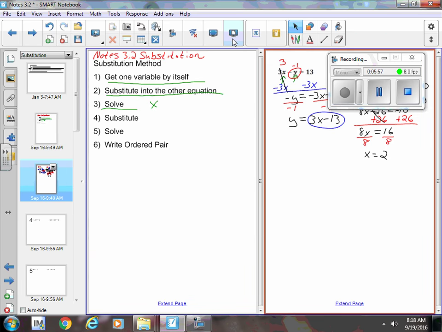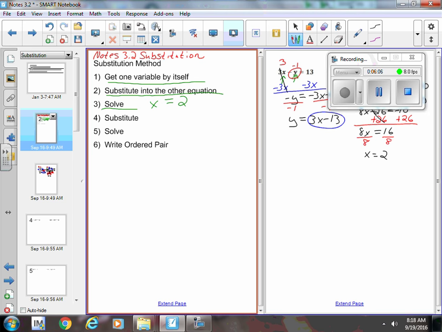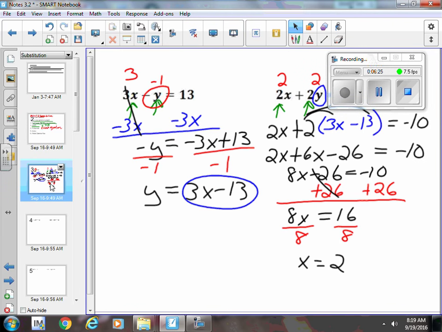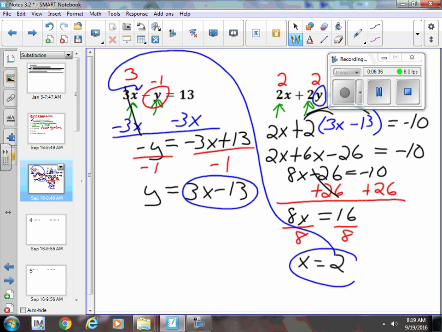So on my list of steps, I just solved for x. I have x equals 2 for this problem. Now what I'm going to do is substitute that value for x into either one of the original equations. Doesn't matter which one. All right, so I am going to take that x and put it back here in the original equation.